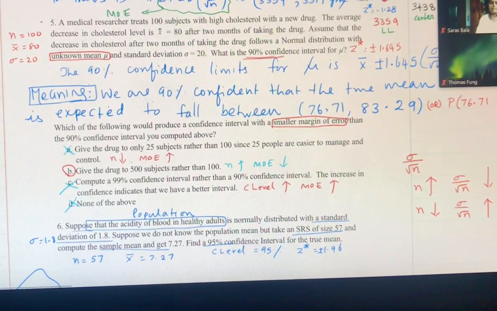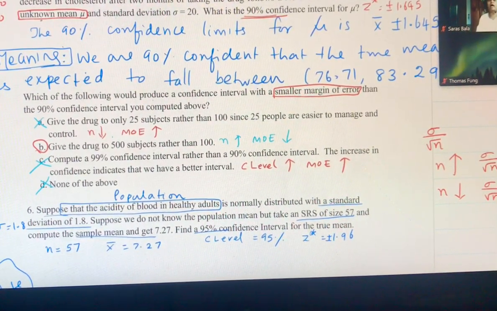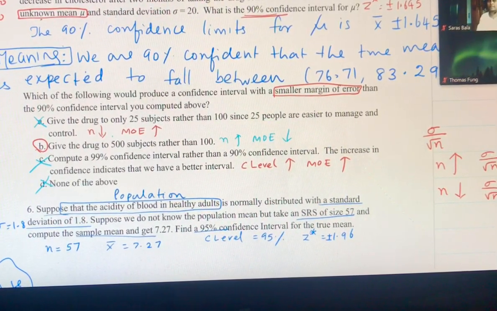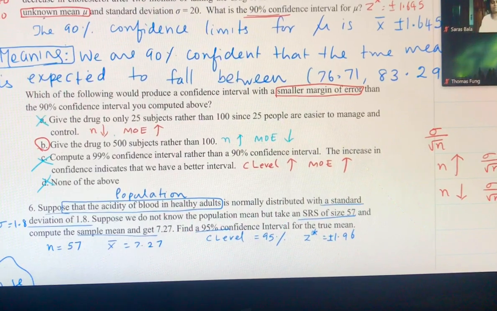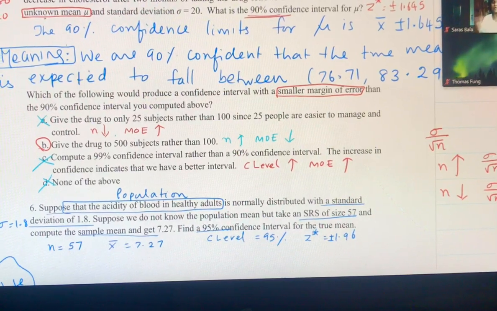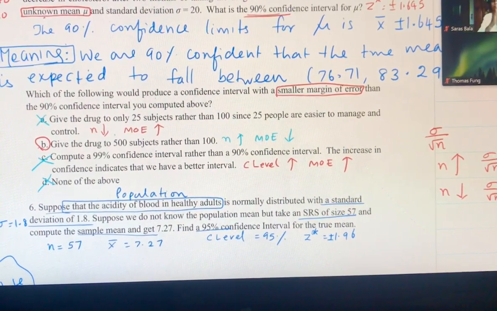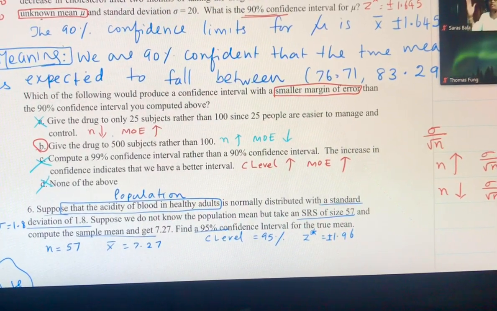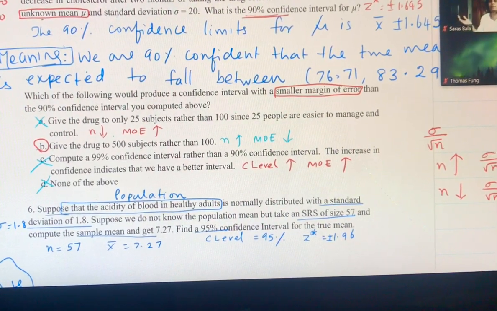And for the next sentence, if we increase the sample size from 100 to 500, obviously as n goes up, your margin of error goes down. So that makes sense, and that is acceptable. Let's see sentence C. Compute the C level at 99 percent rather than 90 percent. That is not going to give you a smaller margin of error, because the larger the confidence level, the bigger the margin of error. So that is also ruled out.